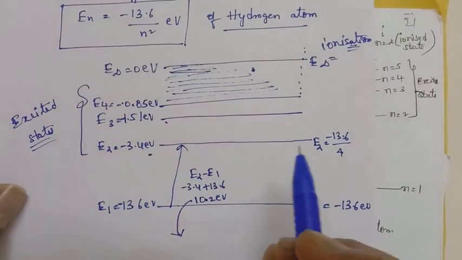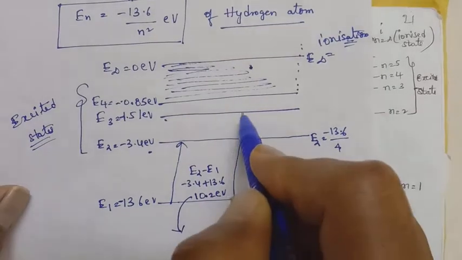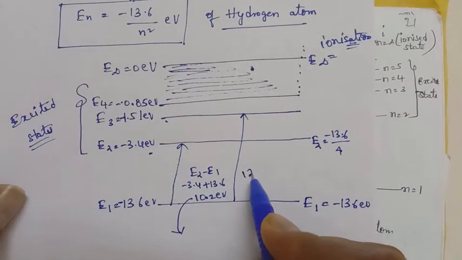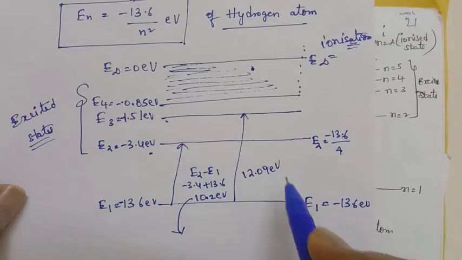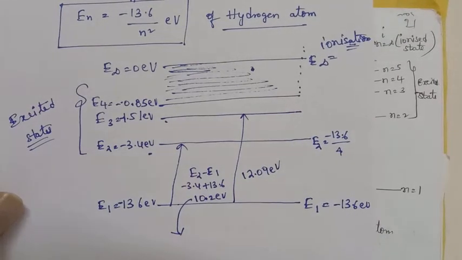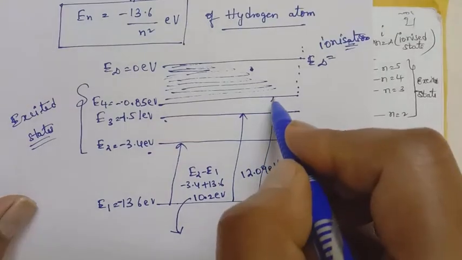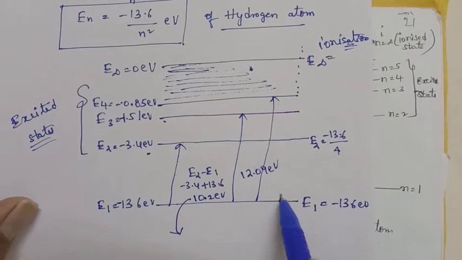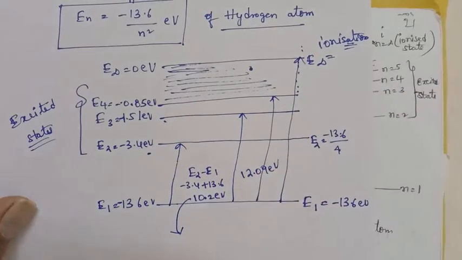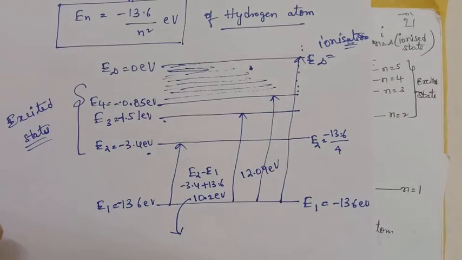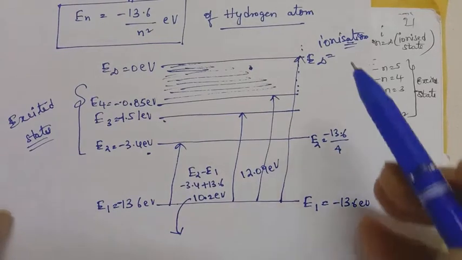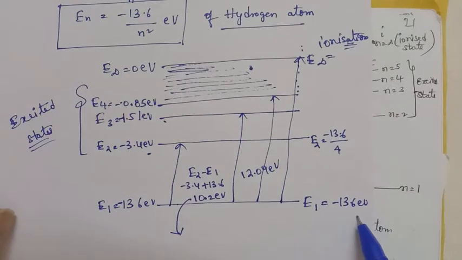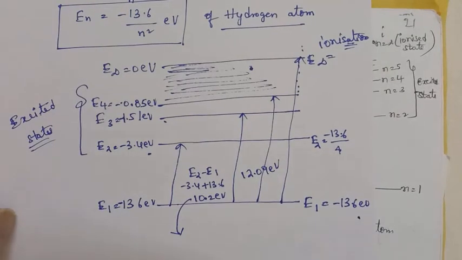Suppose the electron jumps from the ground state to this state, then how much energy is required? Around 12.09 electron volts. Like that it gradually increases. When the electron jumps from the ground state to its ionization state, that is nothing but the ionization energy. Here the energy is equal to 0, so 0 minus of minus 13.6 is 13.6 electron volts.